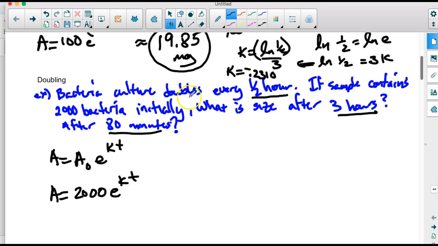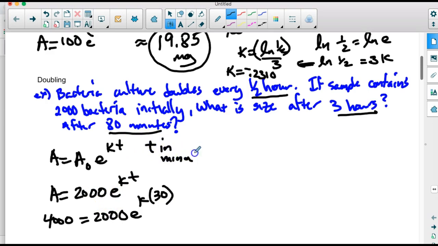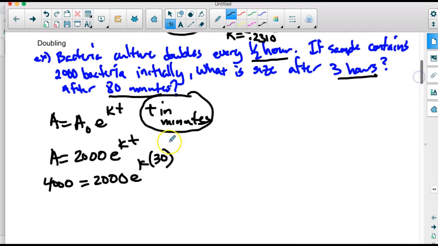We know it doubles every half an hour, so it's going to be 4,000 in half an hour, and a half an hour is 30 minutes. We're going to deal with time in minutes. We have to solve this to figure out the value of k for my equation, and then we can figure out what happens after 3 hours and 80 minutes. So we divide by 2,000, and we get 2 equals e to the 30k.